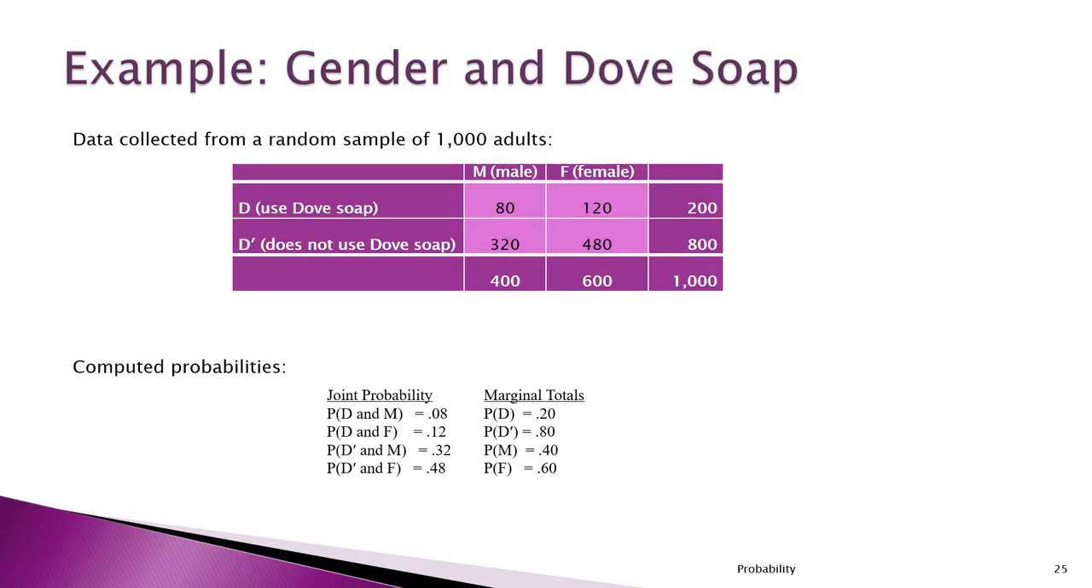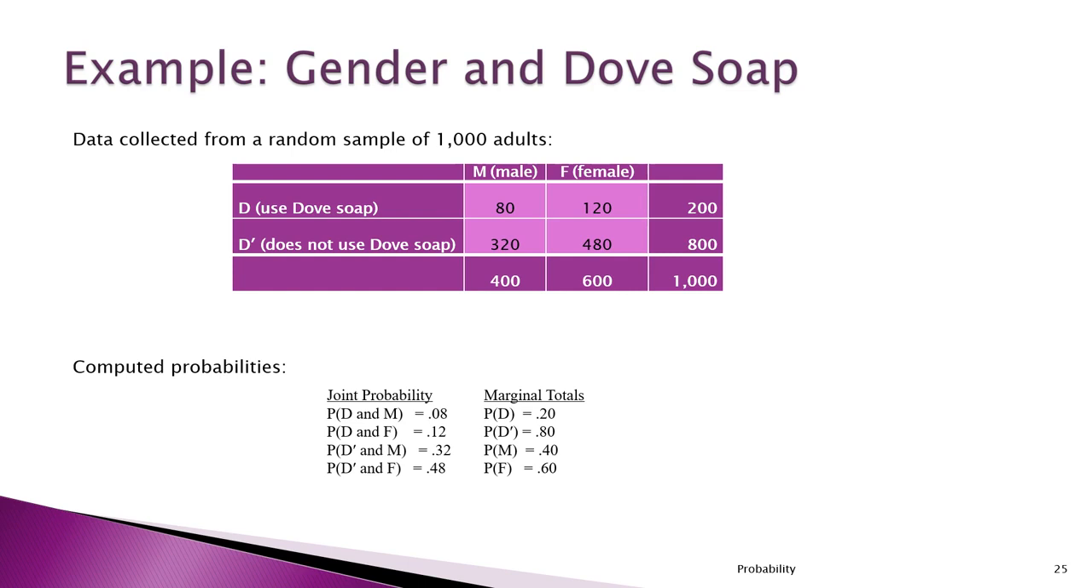In this problem, we're looking at a marketing example. Dove soap. A lot of you may use that soap. And we want to know, is there a relationship between gender, male, female, and use of Dove soap? So we have this contingency table here. Notice we took a sample of 1,000 people in some town, and here's what we found.